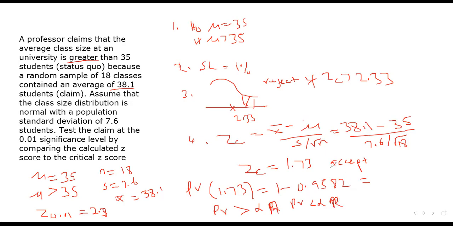Okay. So here, why are we accepting? Because our z value is inside there. The p-value is found there. So our alpha at this point is 0.01. So let's calculate what is 1 minus 0.9582. What do we get? 0.0418.